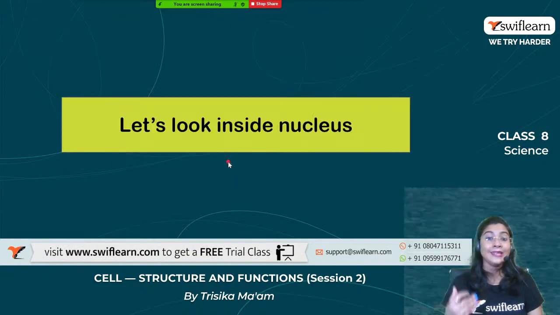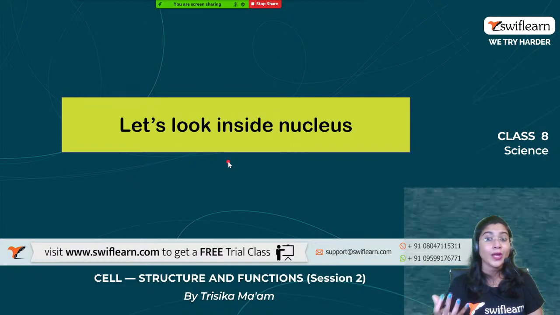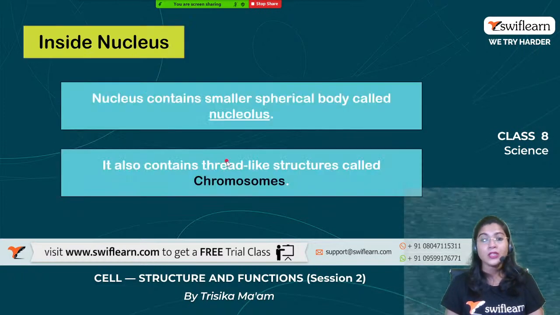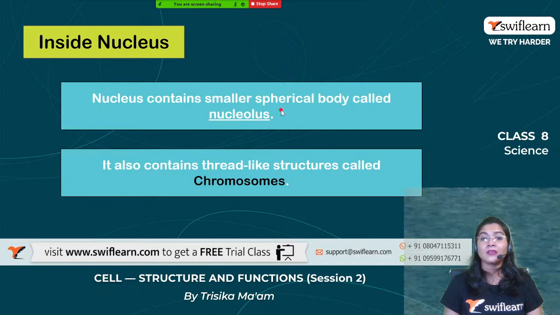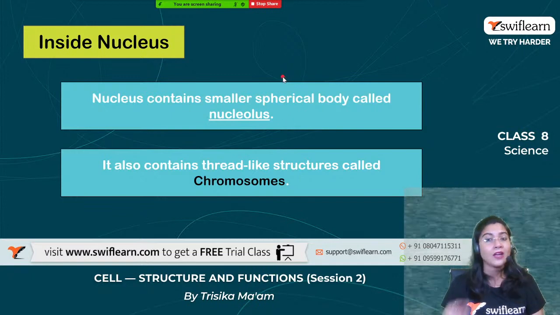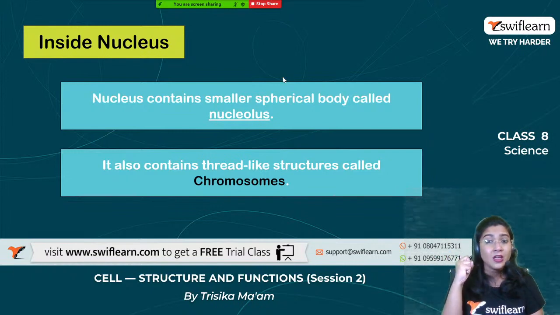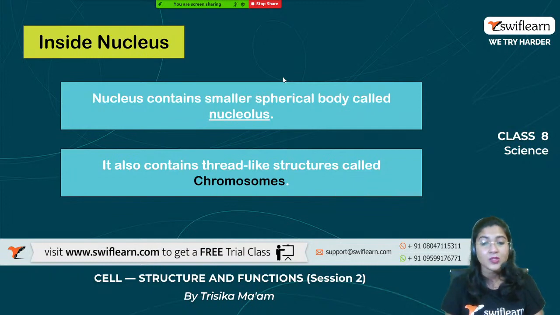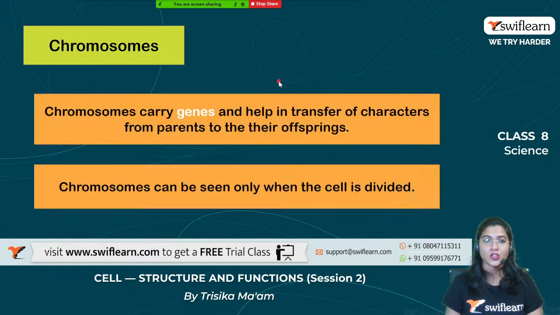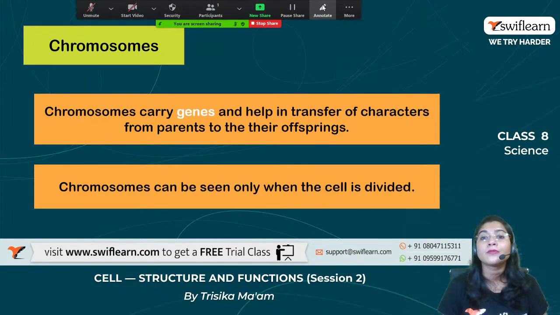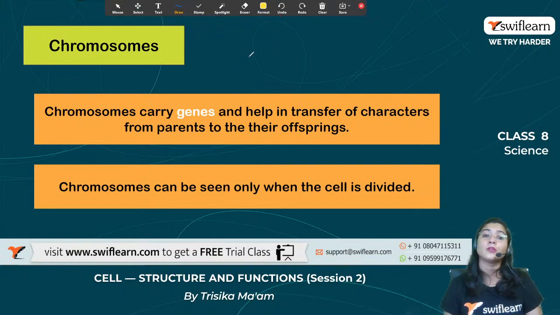Now let's look at what is actually present inside the nucleus. Within the nucleus we can say the nucleolus is present. I have already shown you what the nucleolus is, the very dense, small spherical body within the nucleus, right? And the thread-like structures are known as the chromosomes. Fine. So I have already shown you the structures. Now let us focus more on the chromosomes.